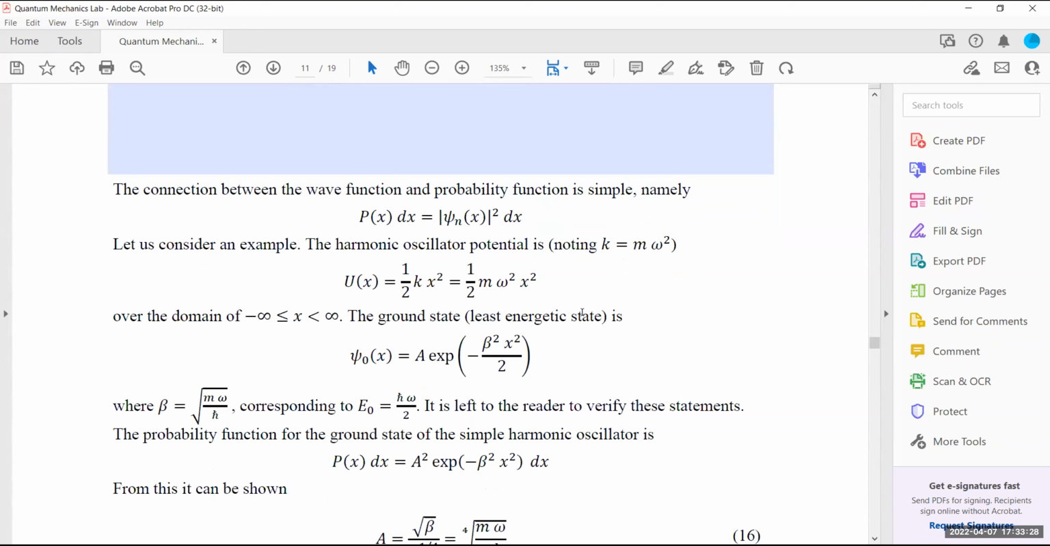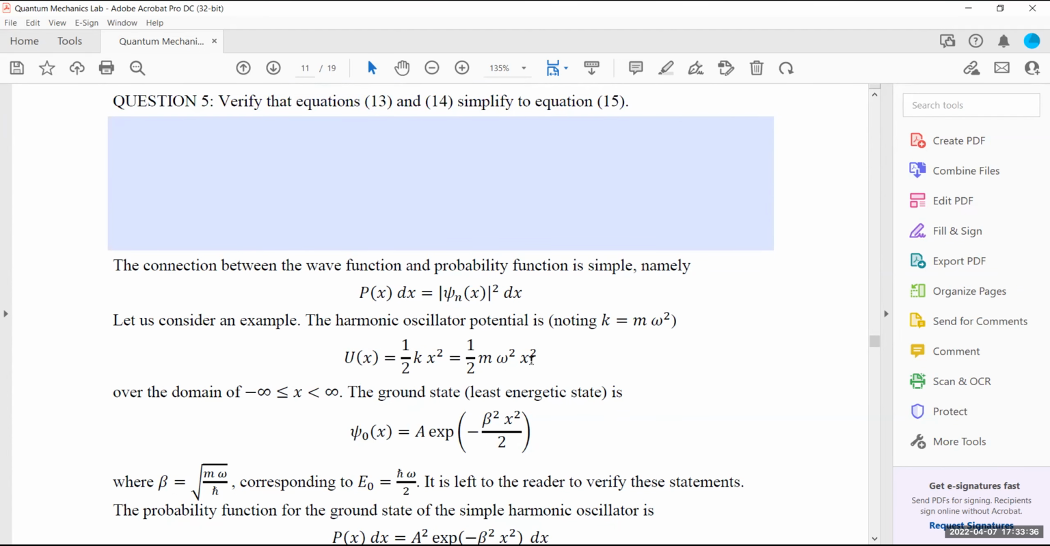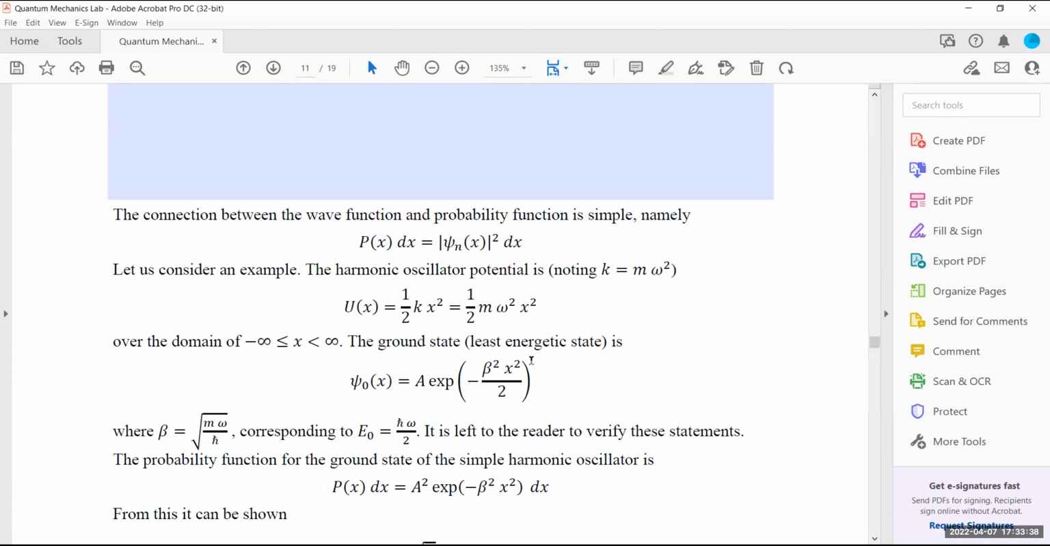And over the domain, the ground state is actually given by this function. So it's a Gaussian distribution. This is for n equals 0. Remember, the harmonic oscillator has energy (n plus 1/2) times h bar omega. So for n equals 0, it's given by simply this one. For higher values of n, it becomes polynomials times this exponential.